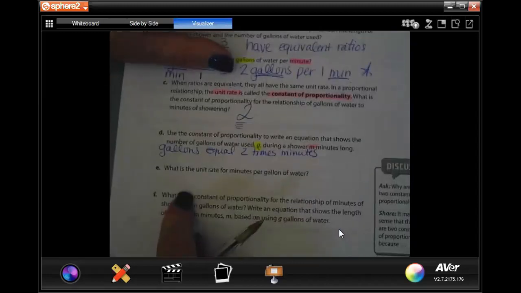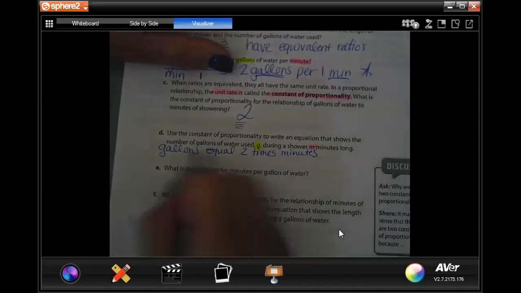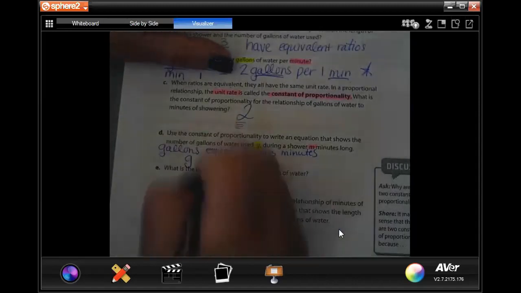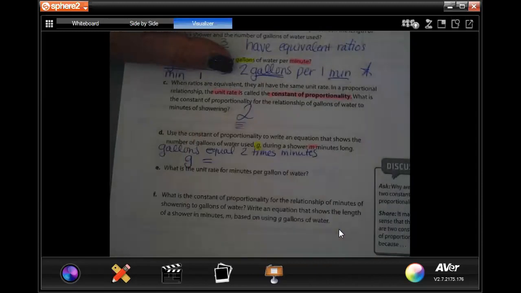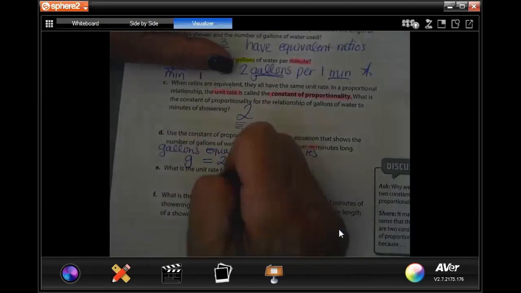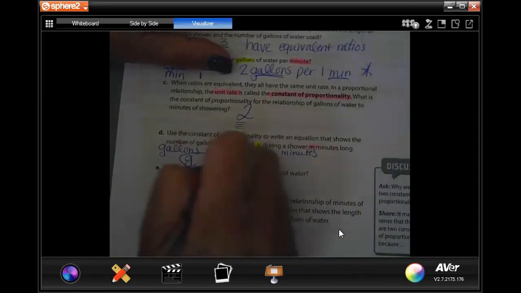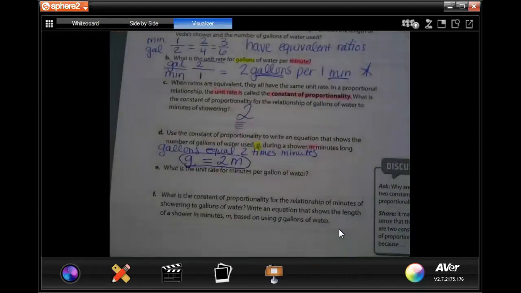Now let's write our equation. Gallons of water is G. Equal is an equal sign. 2, and I don't have to put my times sign because I'm going to just put M. So this is your equation.